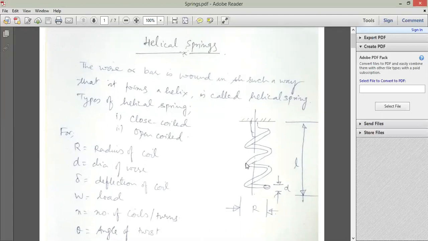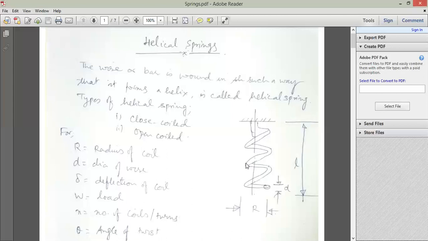There are many types of springs. We'll be discussing a few here, and first of all, helical springs. Helical springs are coils of wire that form a helix. A helix is a geometrical shape that is circular, like a round shape, but it is going outwards. This is called a helix, and that is why this spring is known as a helical spring.